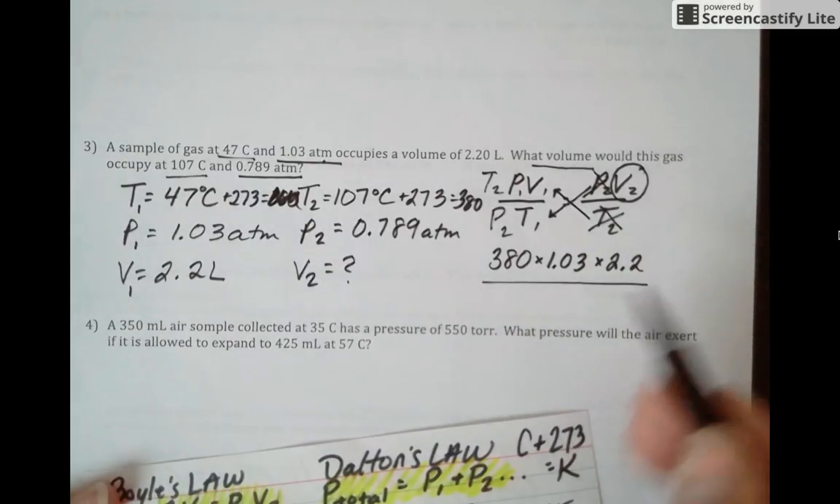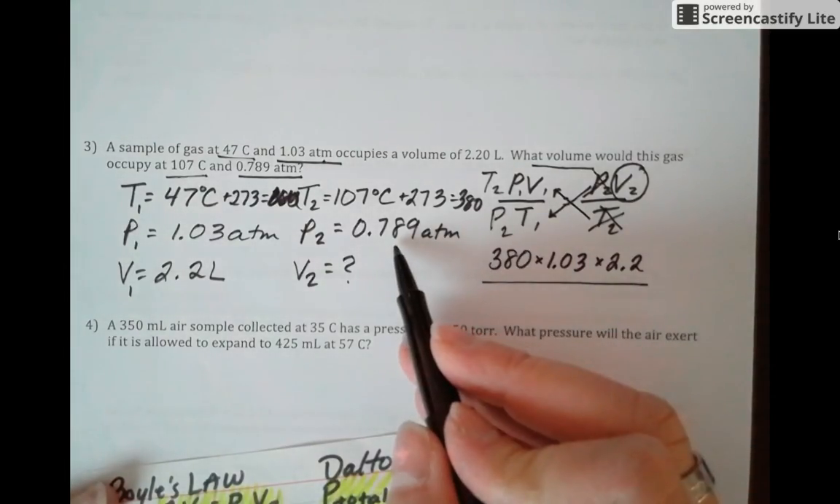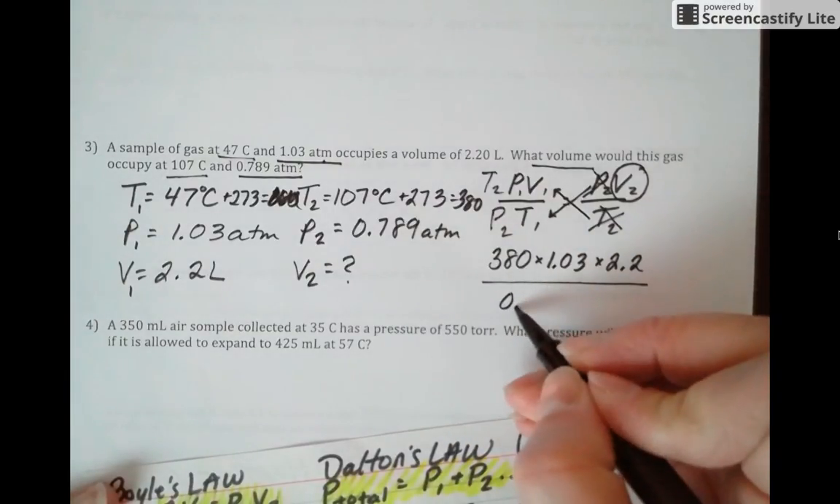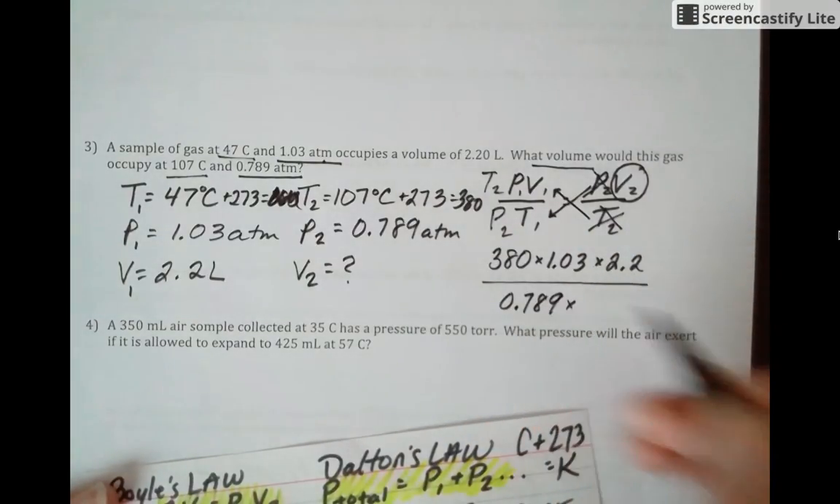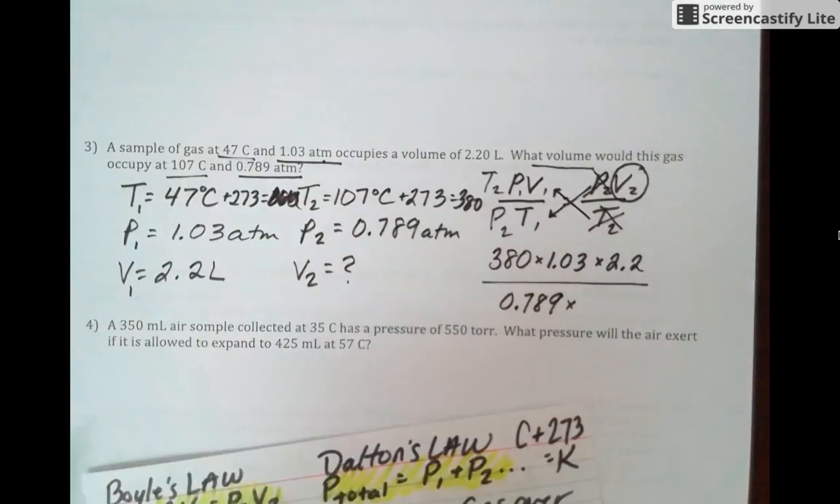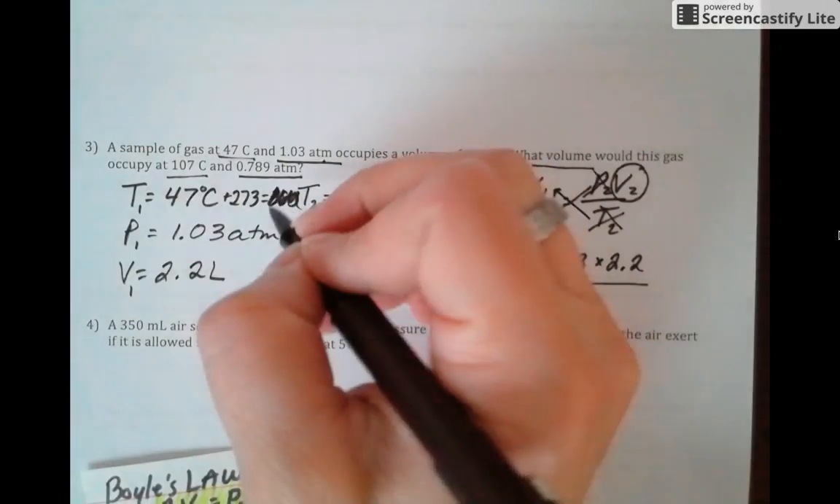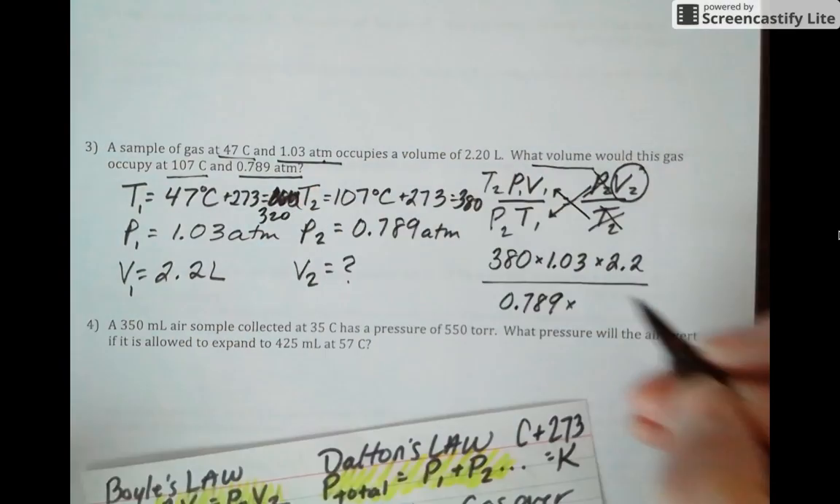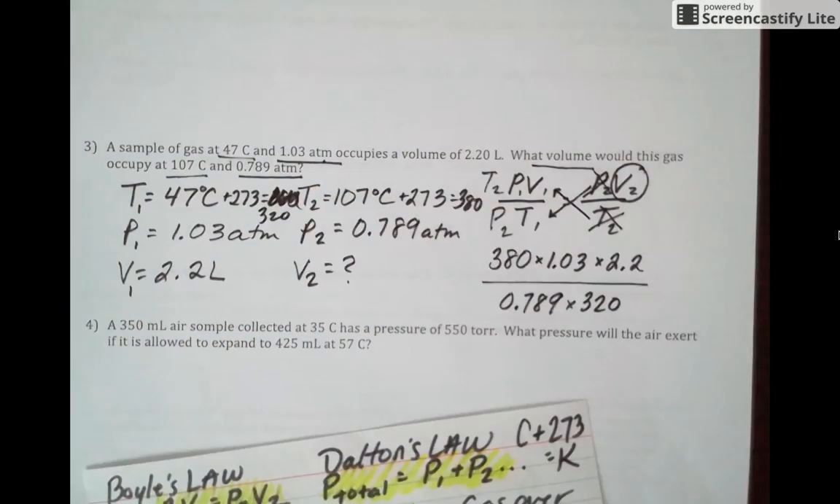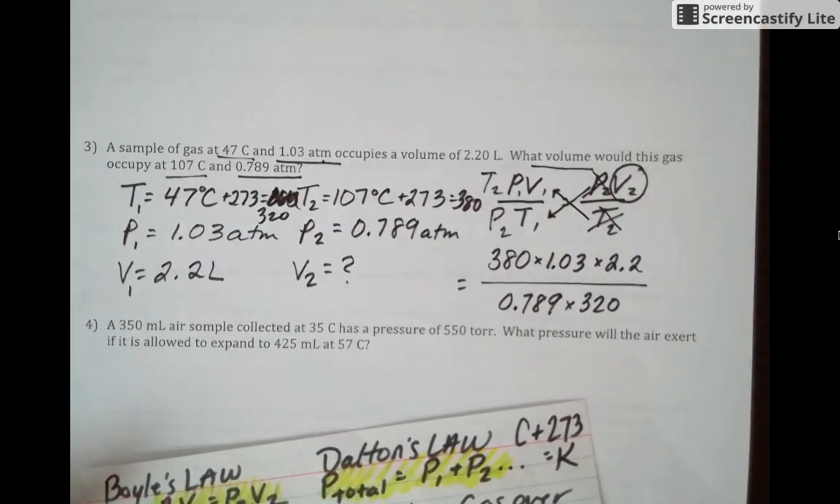And then on the bottom is P2, 0.789. And T1, 47 plus 273. 320? 320. So 320 right there. Now we can solve and we can find volume number V2.